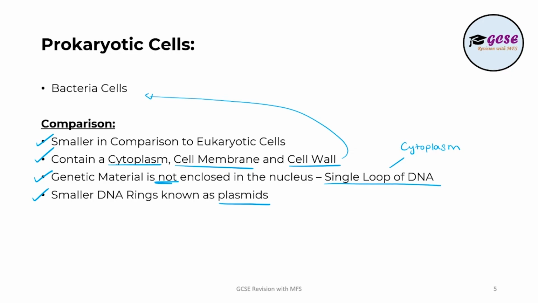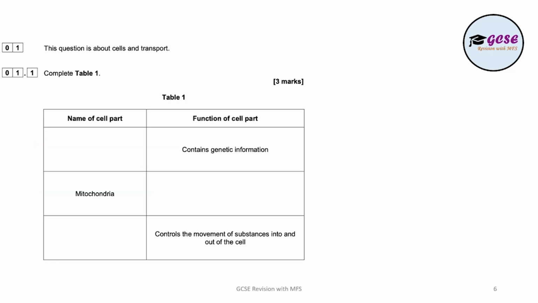Okay, so if we have a look at some exam questions, you can have a go at these while I'm explaining them through, but the key idea is to get used to the exam technique. So this question is about cells and transport. Complete table 1. What is the name of the cell part which contains the genetic information? Just 30 seconds, have a think about it.